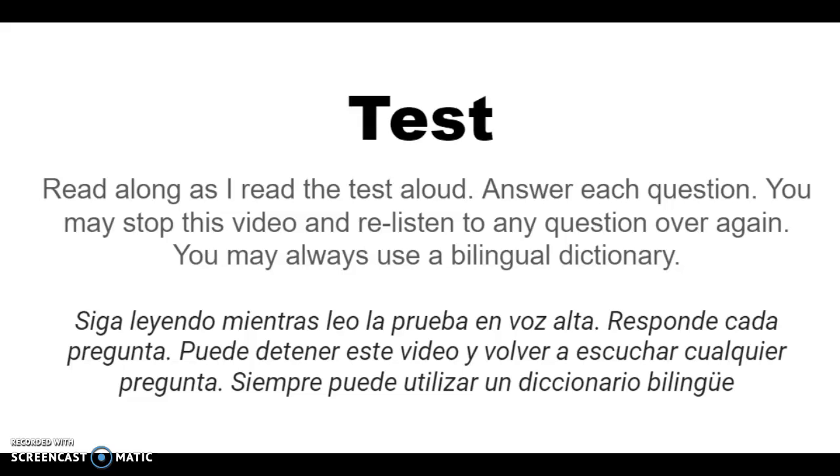The next question, the number of protons in an atom of an element is called the blank. Your answer choices are mass number, atomic mass, atomic number, or valence electrons.